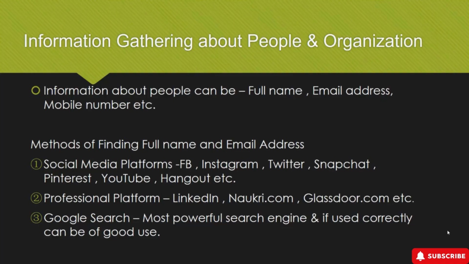There are three methods via which you can find the full name and email address of the target person. First one is social media platforms. Via Facebook, Instagram, Twitter, Snapchat, Pinterest, YouTube, Hangout and many more things, you will be able to find out the full name or the email address of that person.